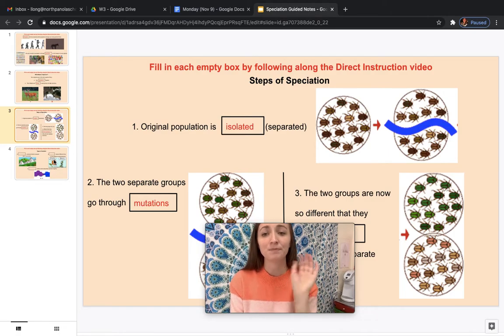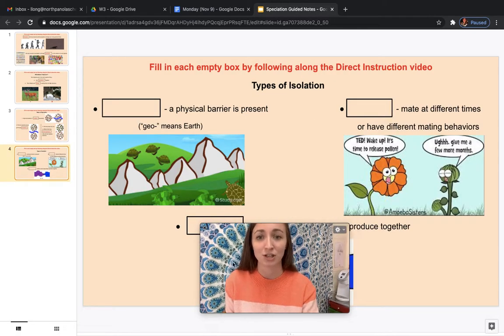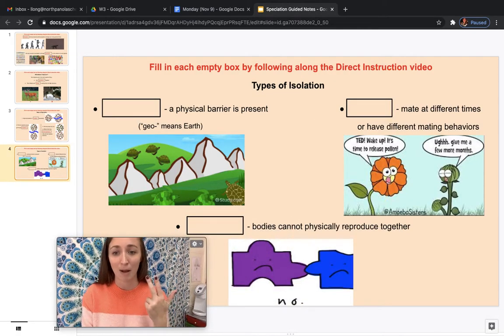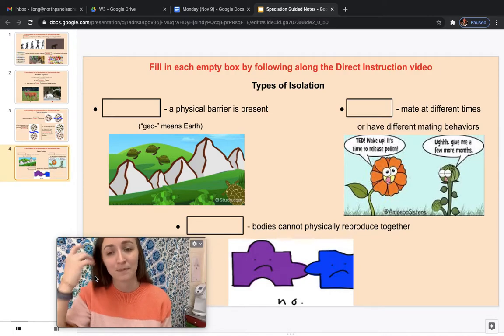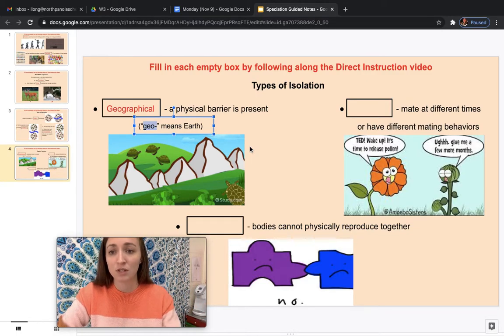Pretty easy. The last step, there are different types of isolation, or different ways your population can be separated. We're going to talk about 3 of them, and I think they're pretty easy. So first, we can have geographical isolation. If you have ever heard the prefix geo, you may have heard of geography or geology. Geo just means earth. So when you see geographical, just think Earth.